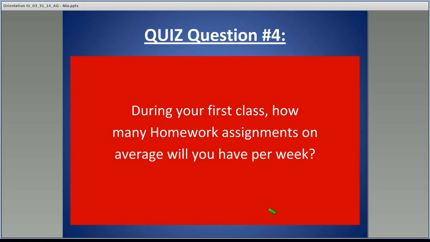Now, we've come to quiz question number 4. During your first class, how many homework assignments on average will you have per week? So remember, lecture Monday, sometimes it's Tuesday, but lecture Monday, assignment Tuesday, assignment Wednesday, assignment Thursday. So how many homework assignments on average is that? Go ahead and pause the slide and then write down the question and answer.